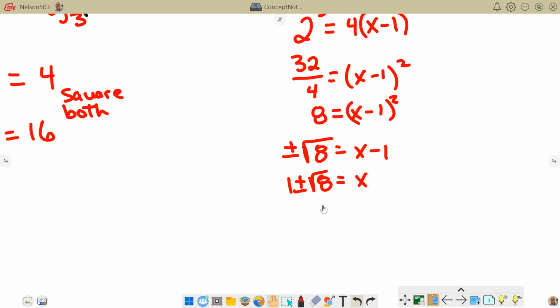They might say, give an exact answer simplified. And remember, the square root of 8 is the same thing as the square root of 4 times the square root of 2, because 2 times 4 is 8. And the reason I'm writing it like this is because I can take the square root of the 4, so I get plus or minus 2 square root of 2, and I still have that 1 over here. So you can see how this can kind of ratchet up in level of difficulty pretty quickly.